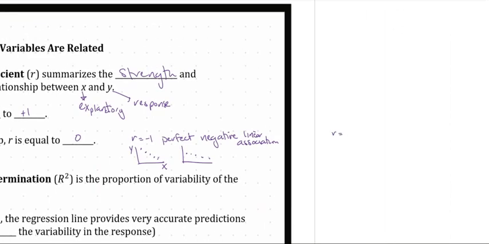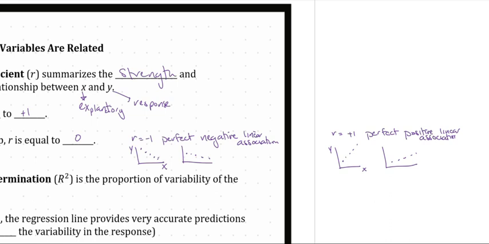Similarly, if r equals +1, that means we have a perfect positive linear association between our two variables x and y. And if we were to plot that relationship, it would look something like this, where all of our points fall exactly along a positive sloping line. Or it could look like this, where again, all of our points are falling along a positively sloping line, but we just don't know what that slope is.